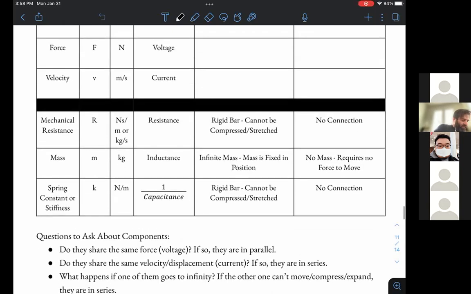If M goes to infinity, we sort of know what that is. You get a singularity. We just made a black hole. Little physics joke for you. Infinite mass is fixed in position. It can't be moved. Think about it as being glued to the page. It's stuck there. And then what about the spring? Same deal as the damper, it's a rigid bar, can't be compressed or stretched.